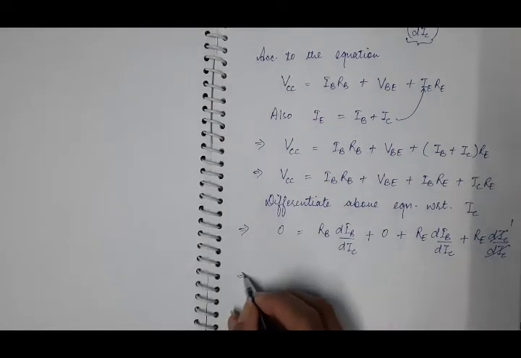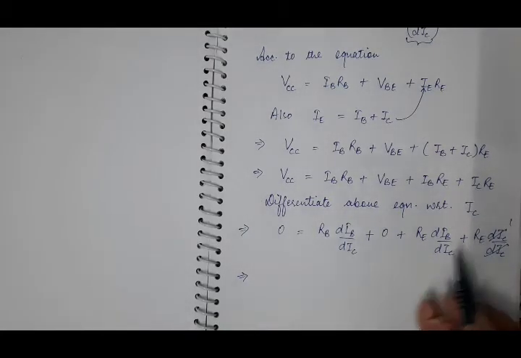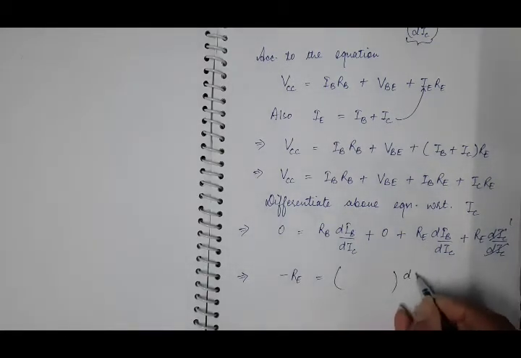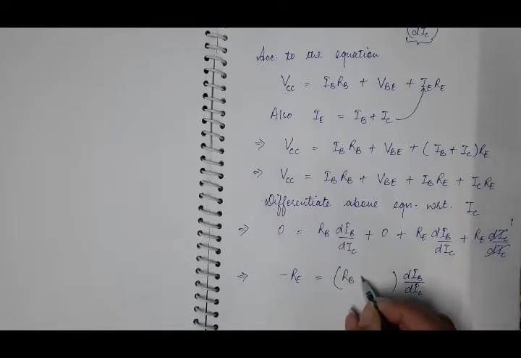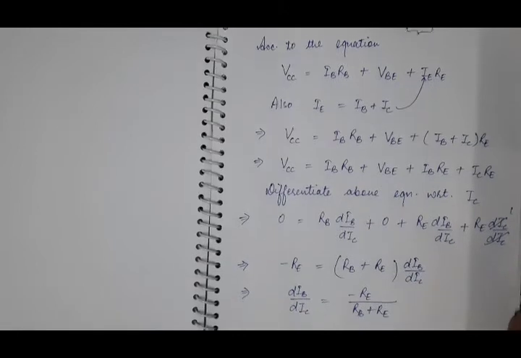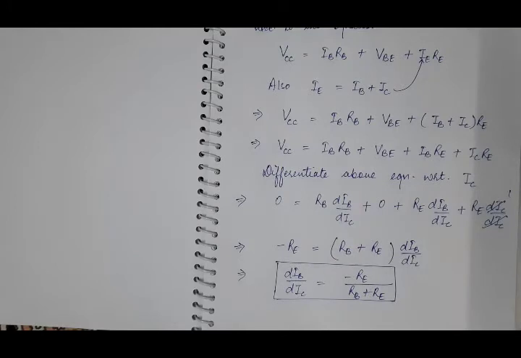So now find the value of dIB by dIC. For that, move this plus RE to this side, it will be minus RE. And on the right hand side, we have dIB by dIC common, and inside the bracket, we have RB plus RE. So what will be the value of dIB by dIC? It will be minus RE upon RB plus RE. So this is the value of rate of change of base current with the collector current.